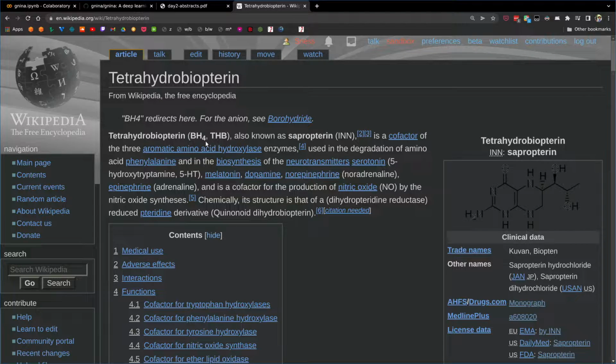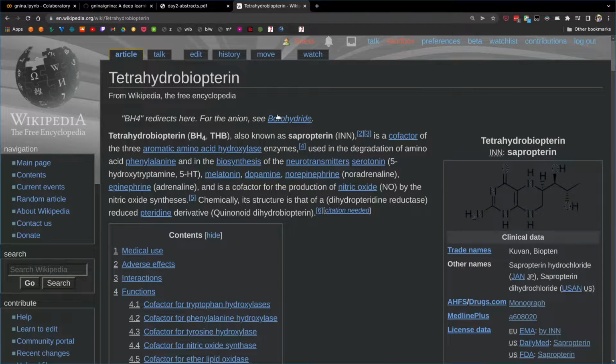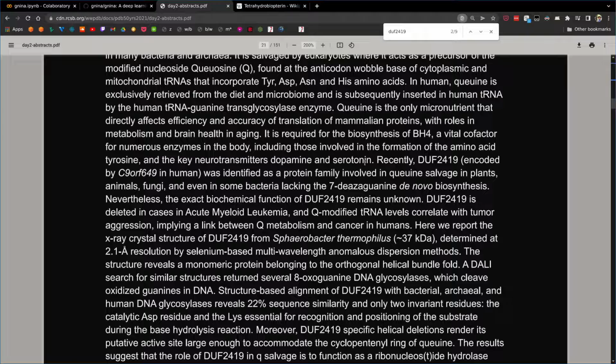Tetrahydrobiopterin, BH4. Okay, well, that doesn't look so different. Quinoid dihydrobiopterin. Oh. So we're right down in all those things. Interesting.